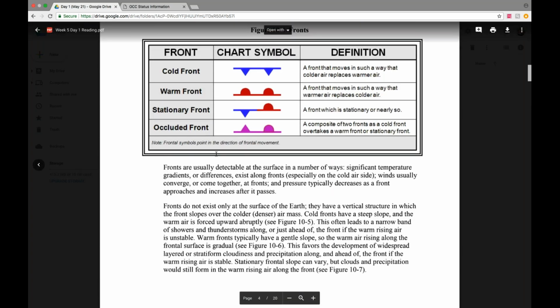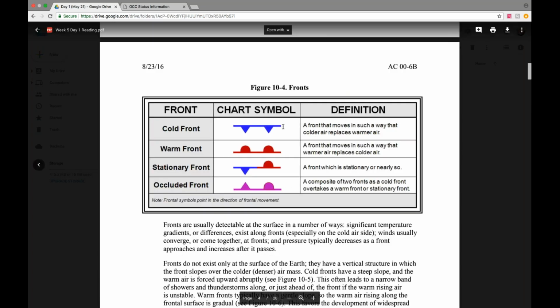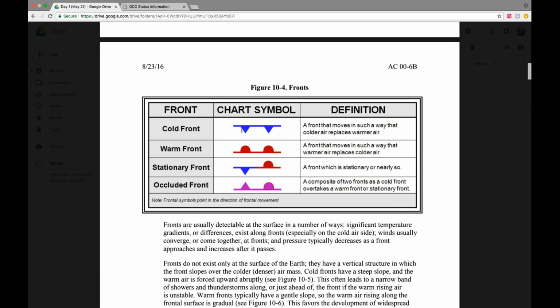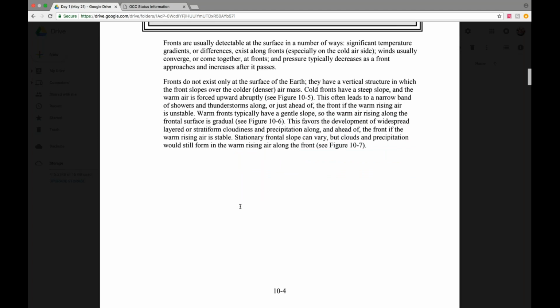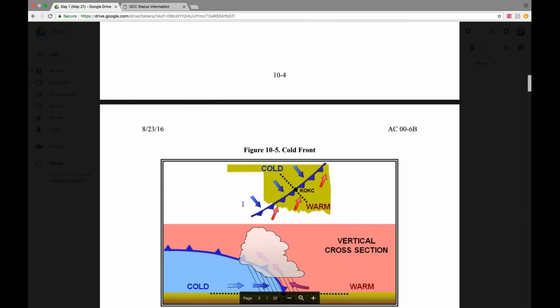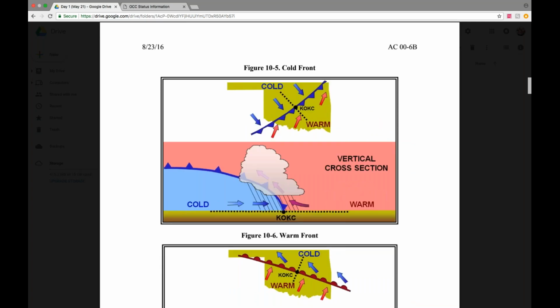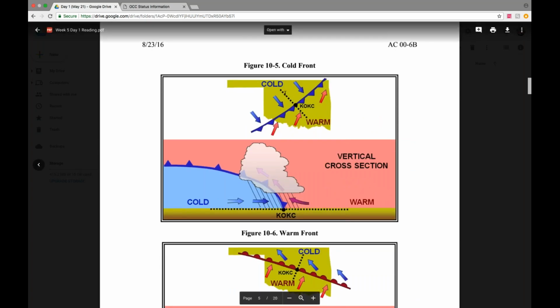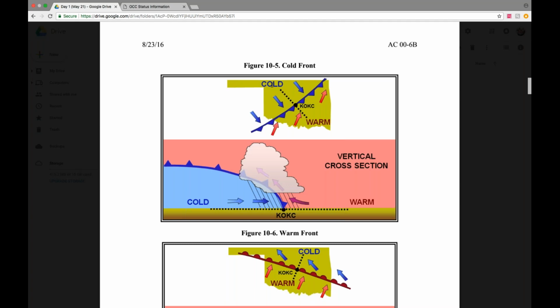So as we were talking about on the surface chart, we identified the different front systems, but what we see here is a cross section. So this is a lot better visual of what's going on. So if we have a cold front, what we have is a cold body of air that's moving underneath this warm body. So this warm air is taking over the cold air. Okay.